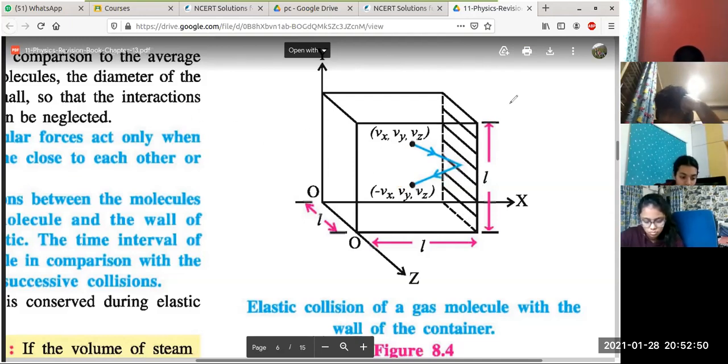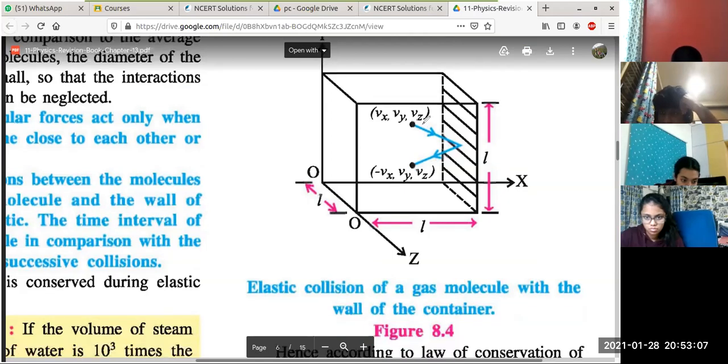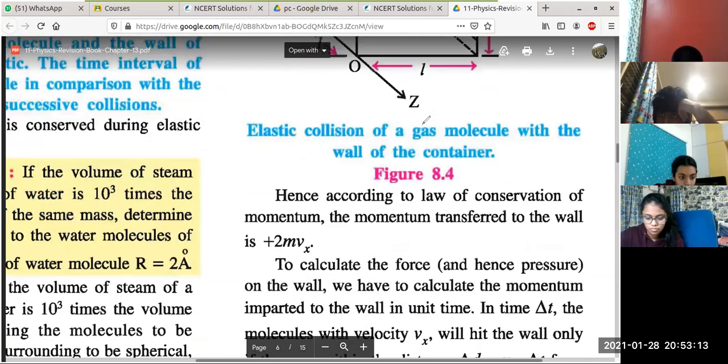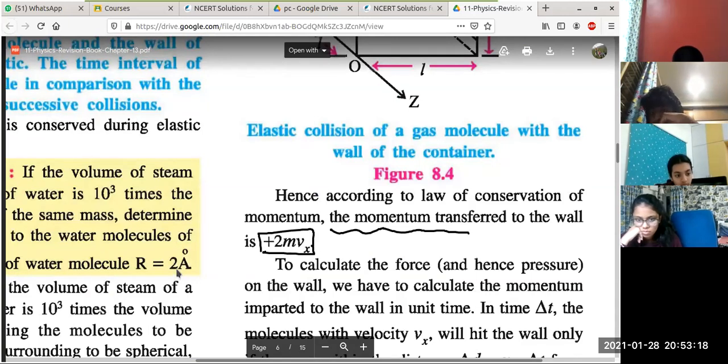Now, what is the change in velocity? Delta V kitna hai? It is 2vx. Do you understand why this is 2vx? Because we have done these questions in collisions, right? Momentum, pata hai na ye? So, do you understand that the momentum transferred to the wall is 2mvx? Write this line. The momentum transferred to the wall is 2mvx.